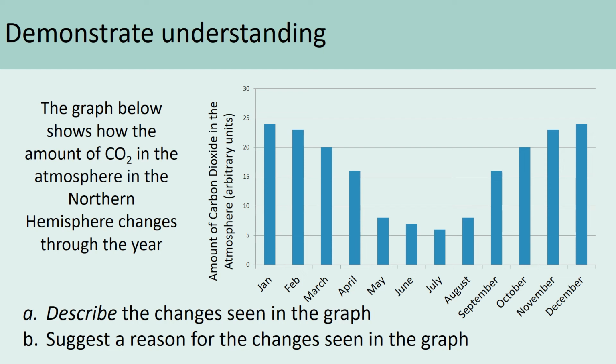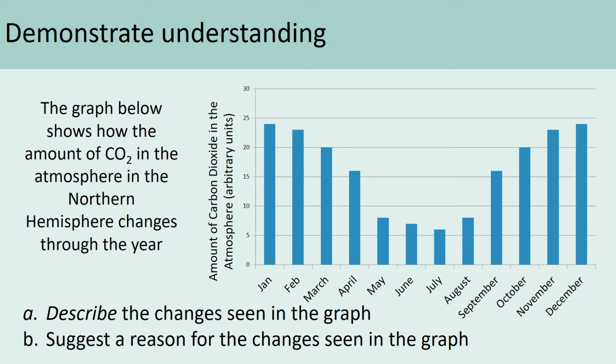Okay, so describe the changes. So it decreases: it starts high in January, decreases to its lowest at July, and then increases to December. I do realise I said that at the beginning anyway, so well done if you've got that. What I didn't speak about though is suggest a reason for the changes. So why is it that there's less carbon dioxide in the atmosphere in July compared to in December and January?